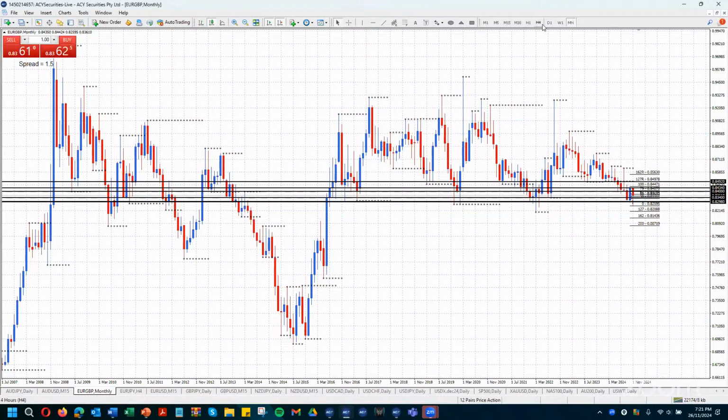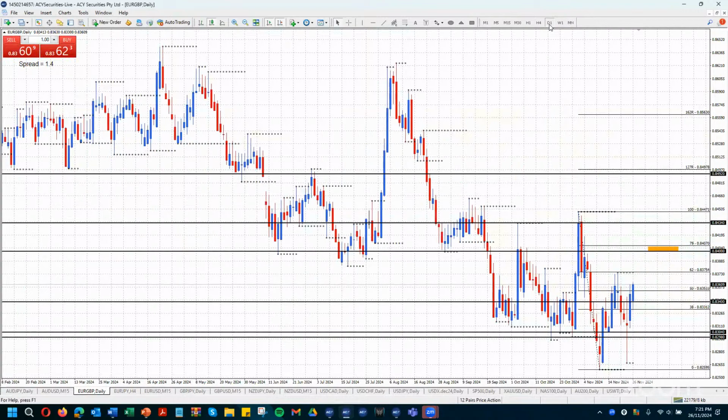So it is a little difficult at the moment on the euro pound. The trade would have been to buy up from support, if you wanted to do something when you start to see support holding down here, to trade up for the rally.